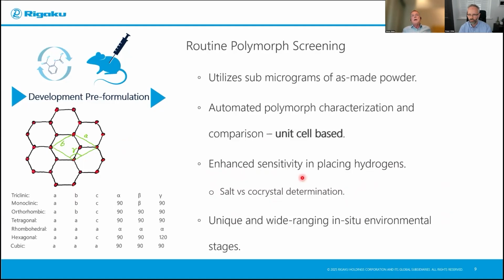And one of the things that can be surprising for electron diffraction, it actually has a unique and wide-ranging choice of different in situ environmental stages. So this allows you to explore a wide energy range when you're doing your polymorph screening. You can do low temperatures, high temperatures, different liquid and gas environments, and the such like. And we'll talk a little bit more about that later as we go on through.